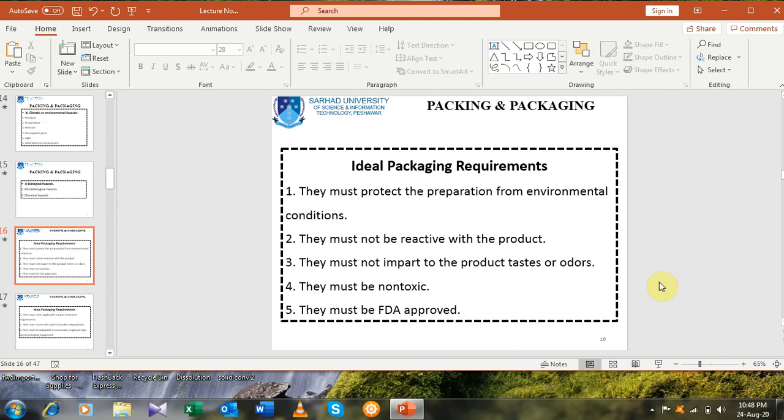They must not impart tastes or odors to the product. The packaging material should not be responsible for giving any taste or odor to the contents, and there should be no taste or odor from the packaging material selected. They must be non-toxic as well. They must be FDA approved, that is, Food and Drug Administration approved.